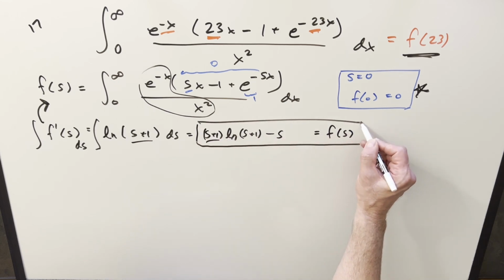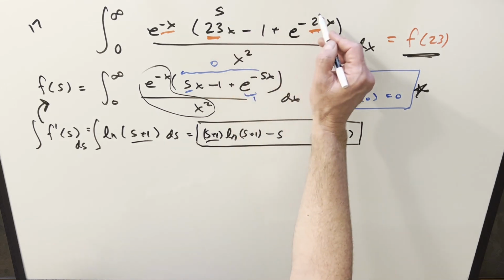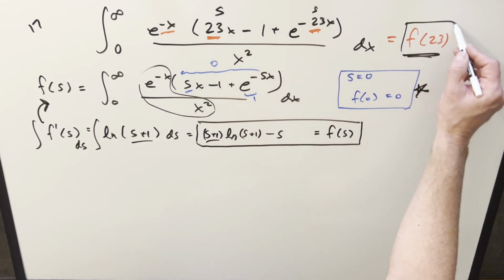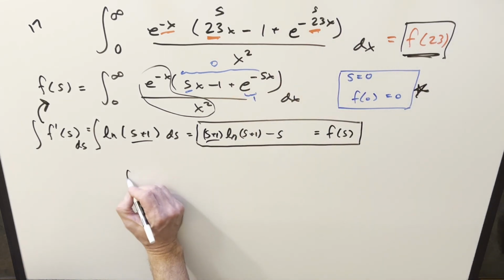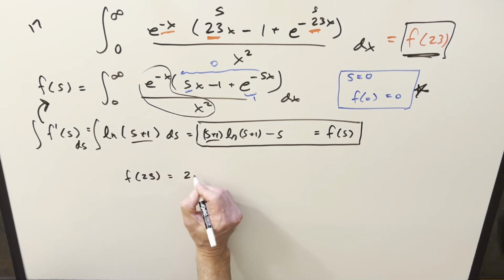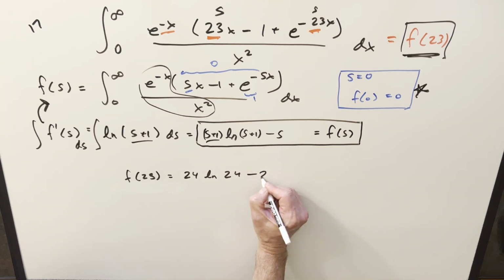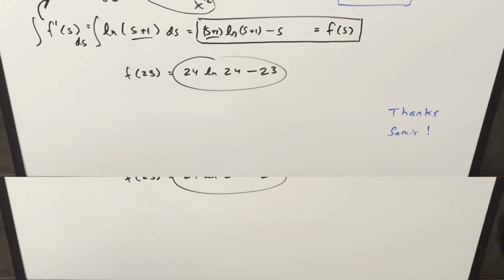All we need to do is remember, going back to our original problem, the s value here was just 23. So we just need to plug in. So to find our f value at 23, plugging in here, we're going to get 24 times natural log of 24 minus 23, and that's it. Okay, so there you go.